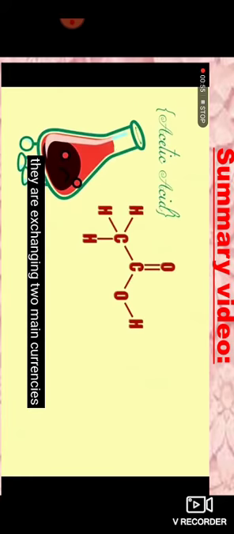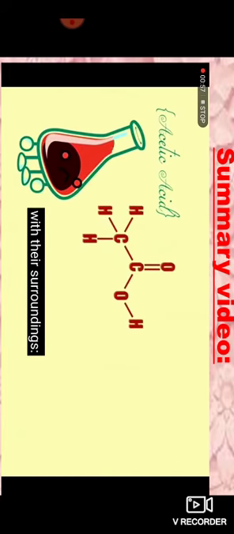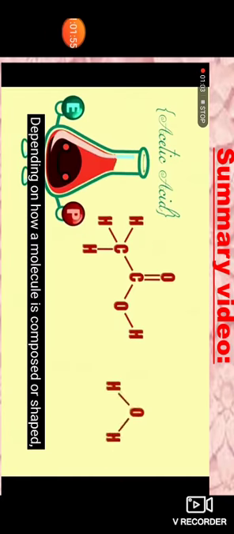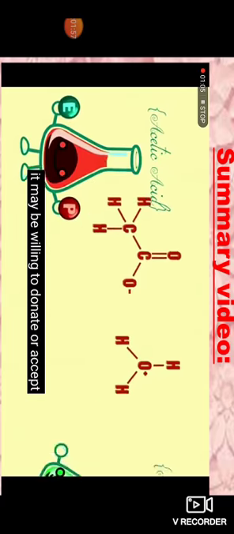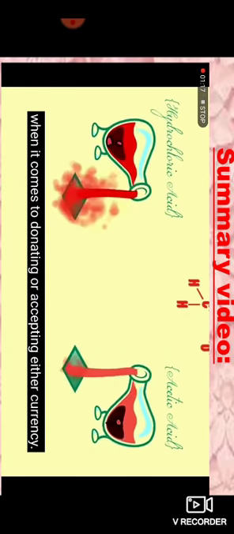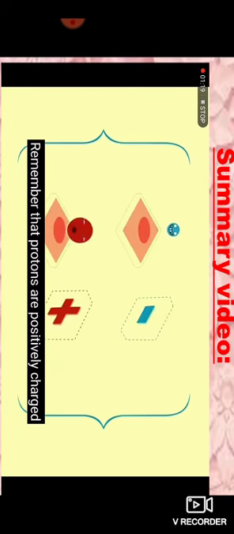When molecules dissolved in water interact, they're exchanging two main currencies with their surroundings: protons, also known as hydrogen ions, and electrons. Depending on how a molecule is composed or shaped, it may be willing to donate or accept either protons or electrons with some other community member. And some molecules are far more aggressive than others when it comes to donating or accepting either currency. Remember that protons are positively charged and electrons are negatively charged.